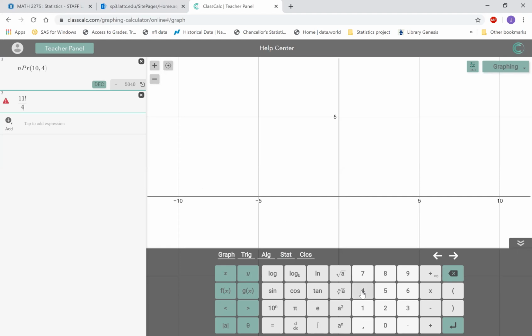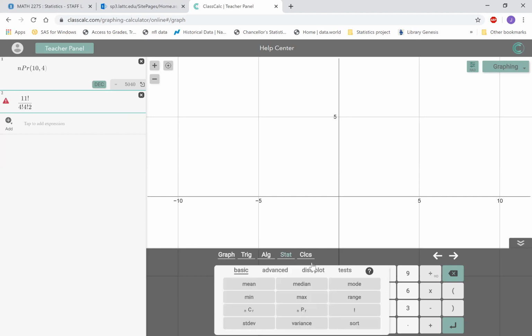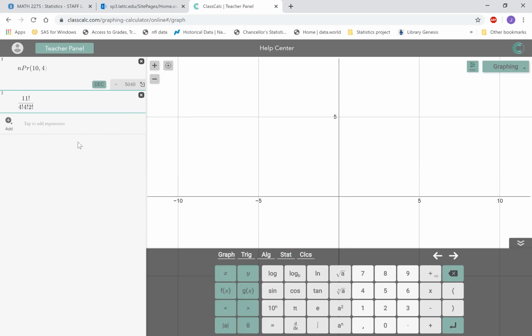So we'll put 4 factorial, and then we'll put 4 factorial, and then finally we'll put 2 factorial. And I think I did something it doesn't like. Yeah, there you go. Let's do multiplication.